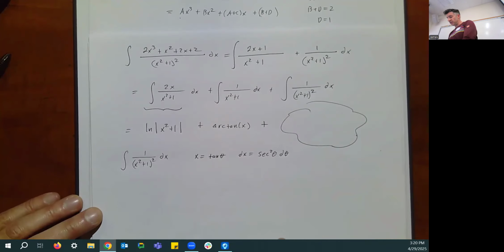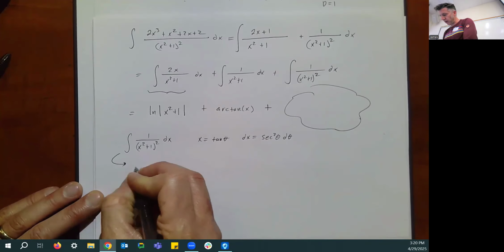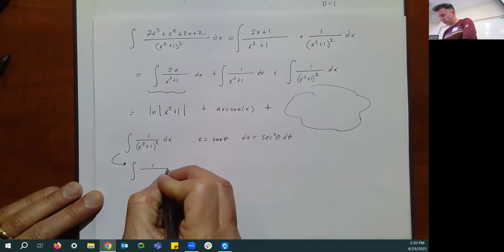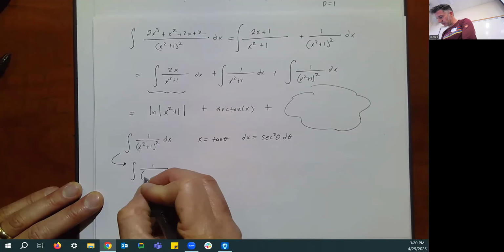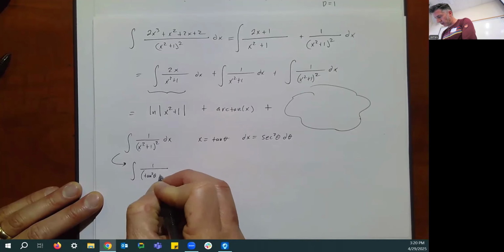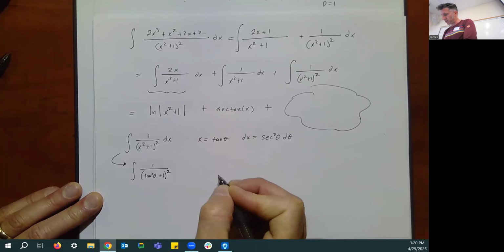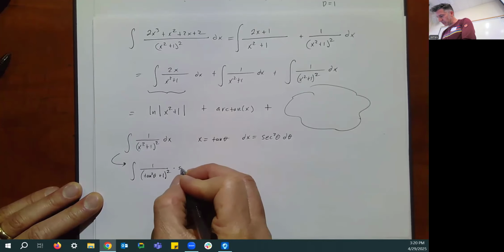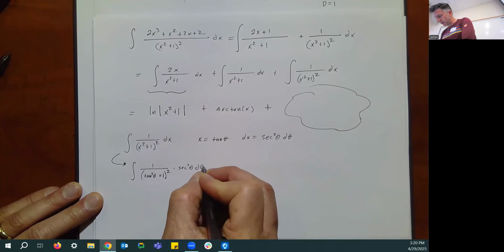And then we just start replacing things. We rewrite our integral as 1 over, instead of x, we have tangent. So it's tangent squared theta plus 1 squared. Our dx is secant squared theta d theta.